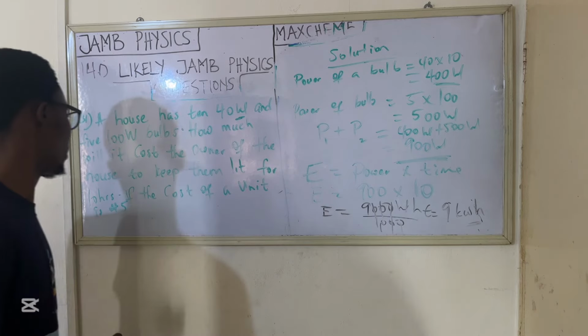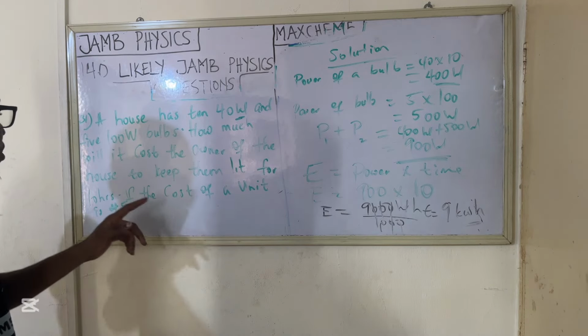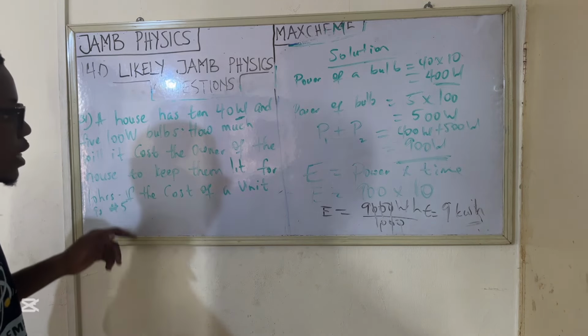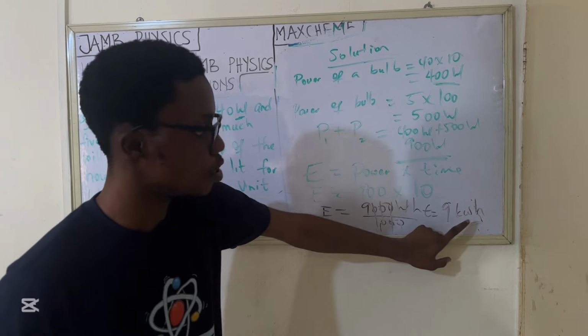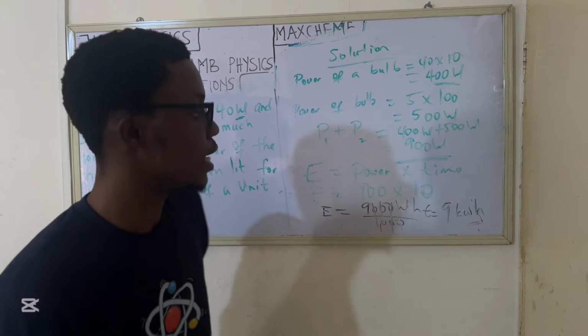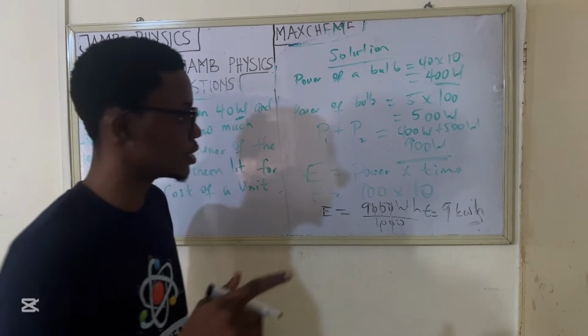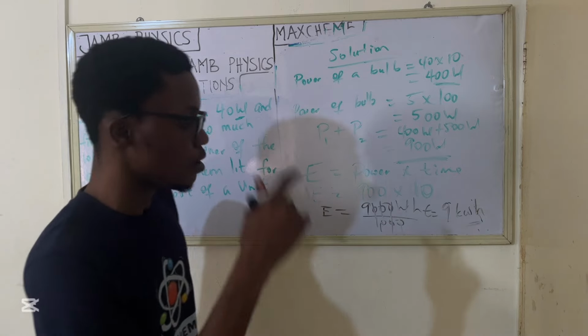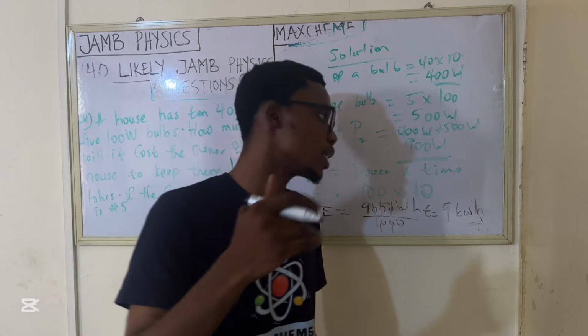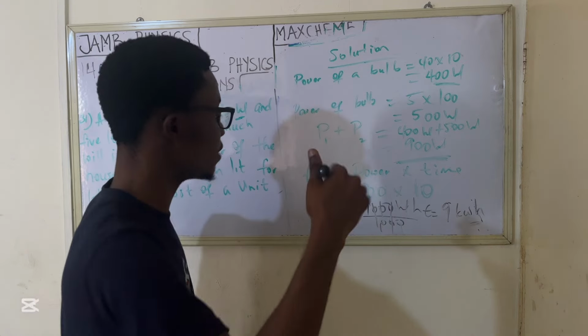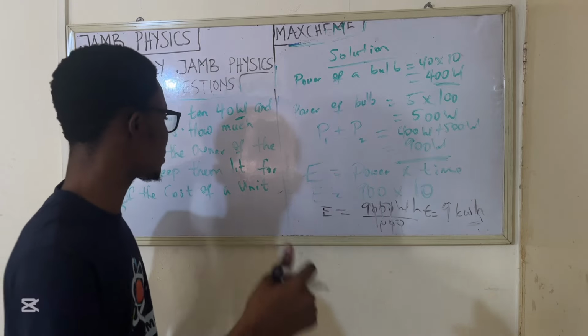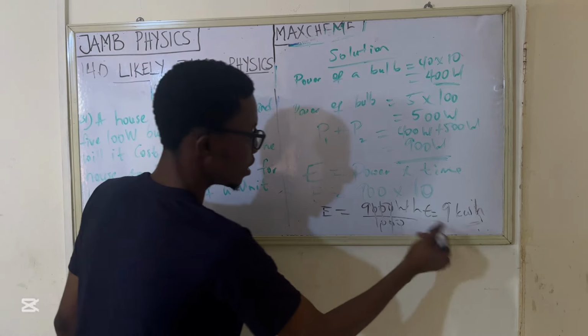Now we now have, if the cost of a unit is 5 naira. Now we now have what? How many units here? We have 9 units here. And they said if the cost of a unit is what? 5 naira. That means per 1 kilowatt hour, we have 5 naira. So in this case now we are now having what? 9 kilowatt hour.